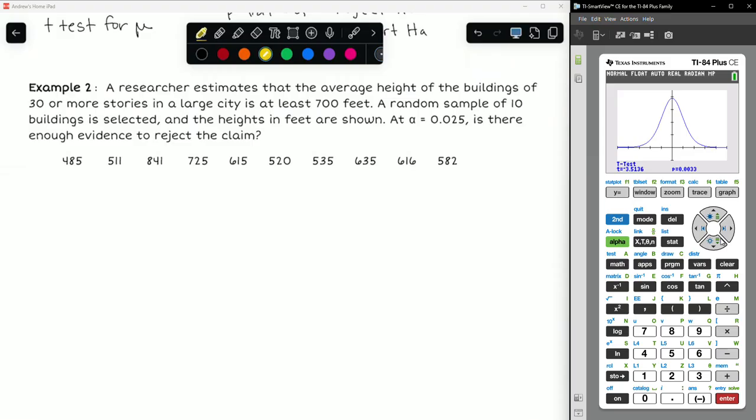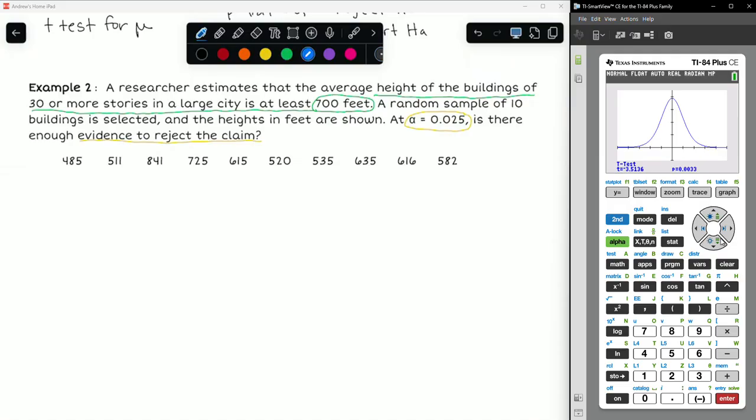So we'll go ahead and start picking through that problem. I see, is there enough evidence to reject the claim? I know that's telling me to do a hypothesis test, and I can see that there's a level of significance attached to that. I see that a claimed statement about the height of buildings of 30 stories or more is 700 feet. And you'll notice at least 700 feet, that means 700 feet or greater. But remember that our null is always a statement of equality. We don't have to worry about the or greater part.